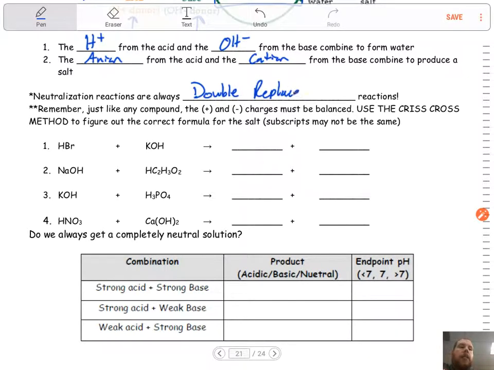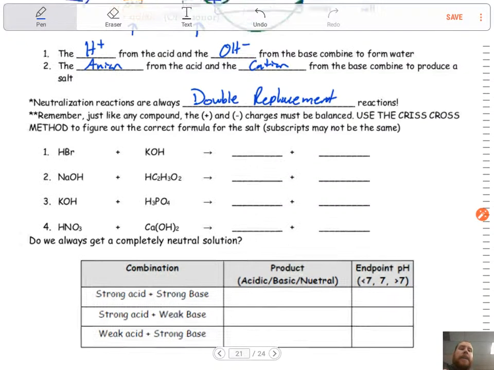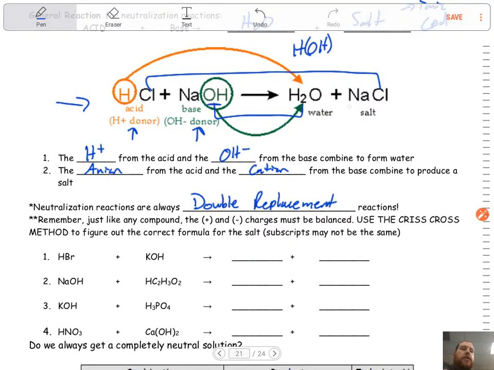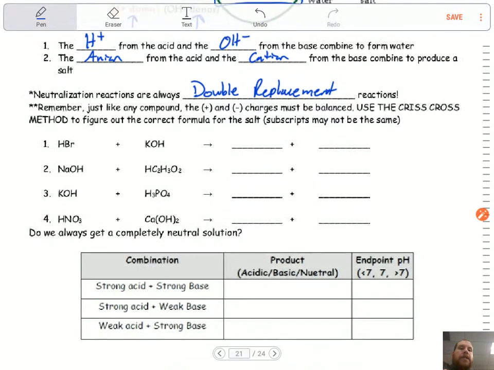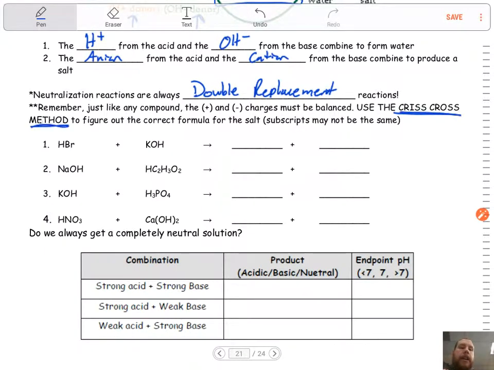So it's been a while since we talked about the types of reactions. Make sure you know those. Double replacement: 2 compounds on the left, 2 compounds on the right. Remember, guys, just like any compound, the positive and negative charges must be balanced. Use the crisscross method. We've been over this.